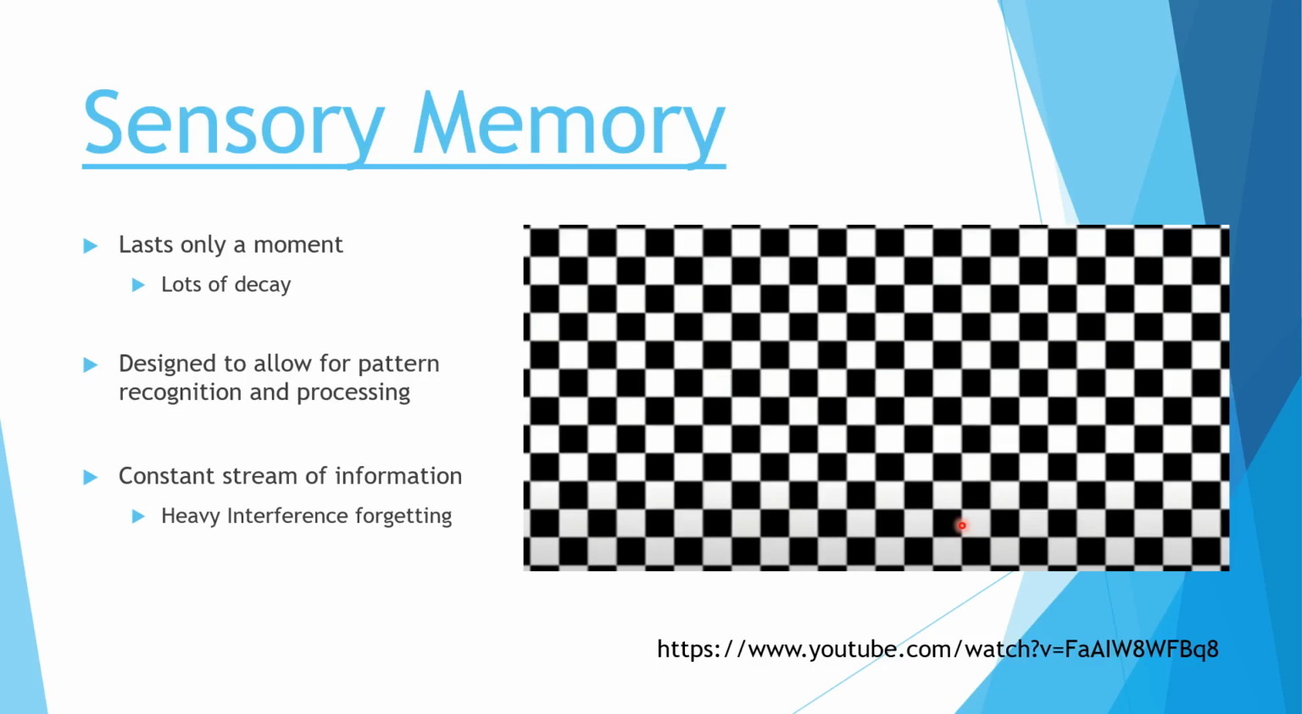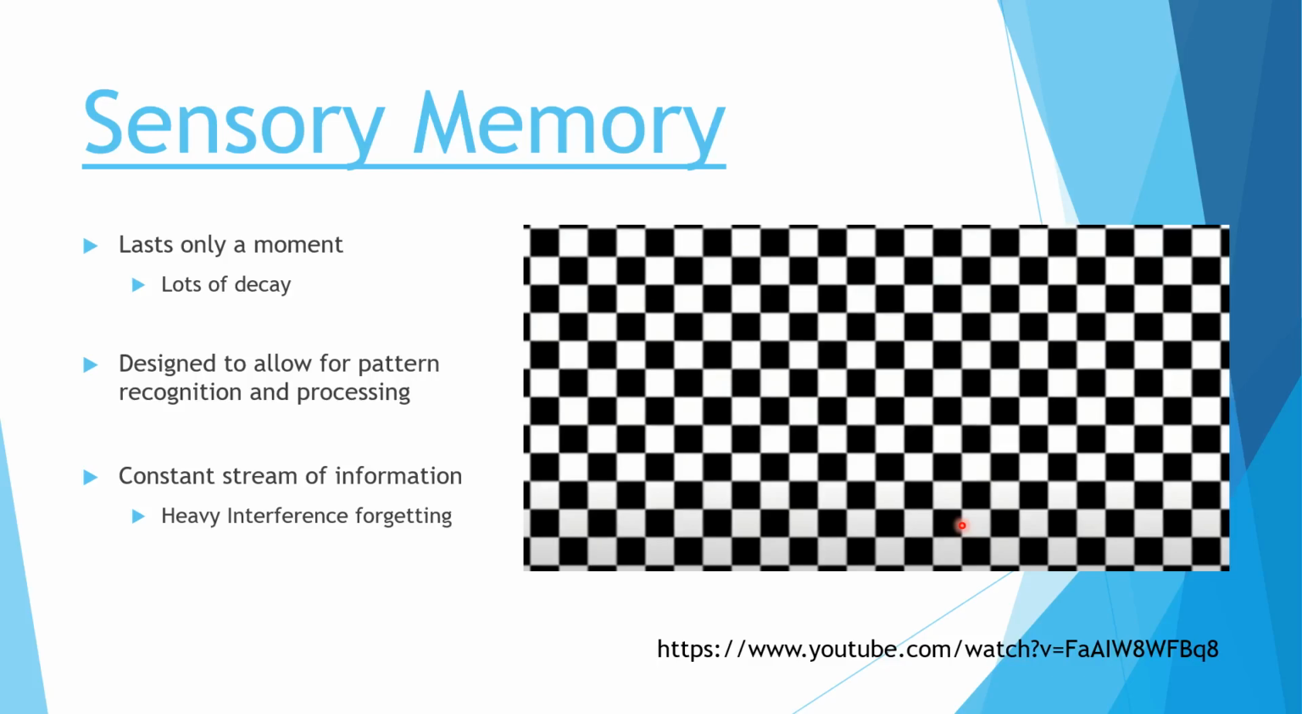3, 2, 1. Wasn't that interesting? I love that video. I think it does a great job of showing you how strong your sensory memory can be. Now, can you identify the different types of forgetting that happened in that video? I promise they showed you both decay and interference.